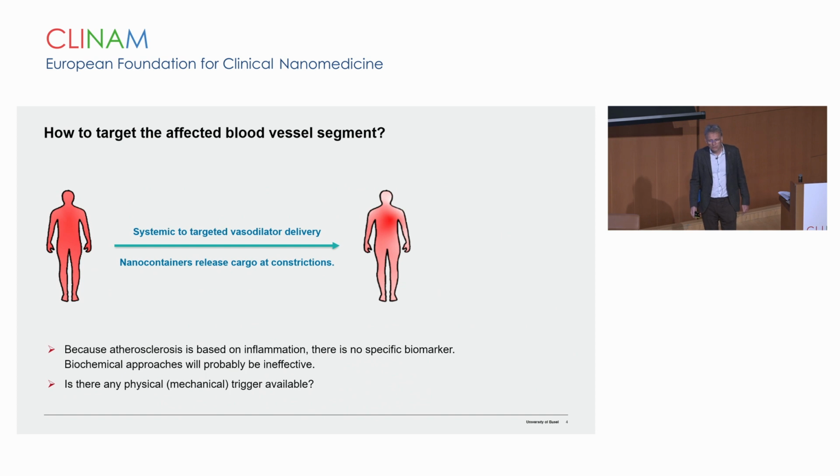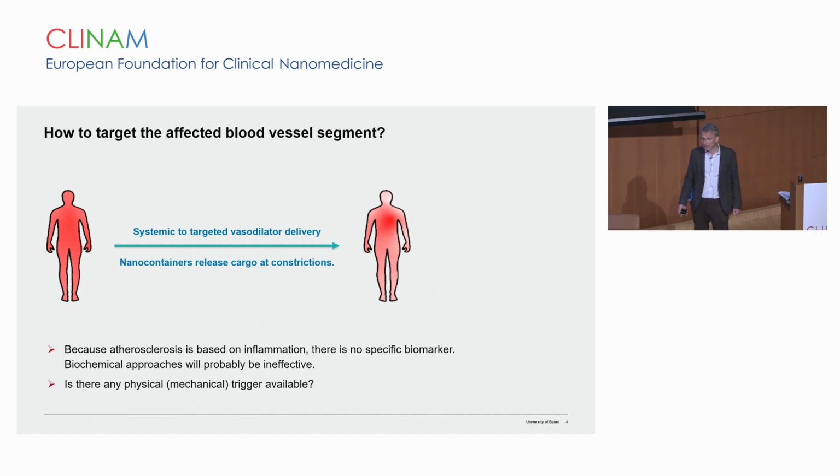So we wanted to look: can we go from the systemic application of a vasodilator to a targeted delivery? Here we were thinking about nanocontainers that can transport the cargo and release it at the constriction. And we recognized that atherosclerosis is an inflammatory reaction of the body, and inflammation takes part at different parts of the body. Therefore, biochemical approaches seem to be less effective than maybe other ones.